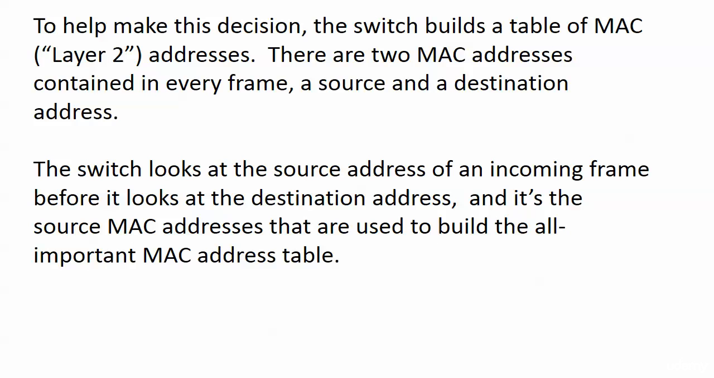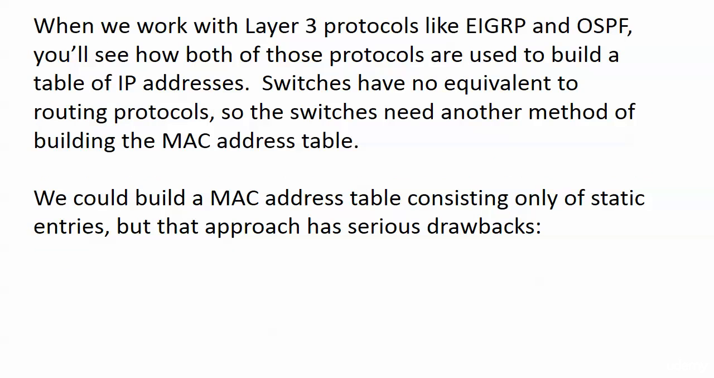But to help make this decision, the switch builds a table of MAC addresses, those layer 2 addresses. And as we know, there are two MAC addresses contained in every frame, a source address and a destination address. Now, you might think the switch would look at the destination address first, and that's how this table gets built, but actually, the switch looks at the source address of an incoming frame first, before it even considers the destination. And it's the source MAC addresses that are used to build that all-important MAC address table.